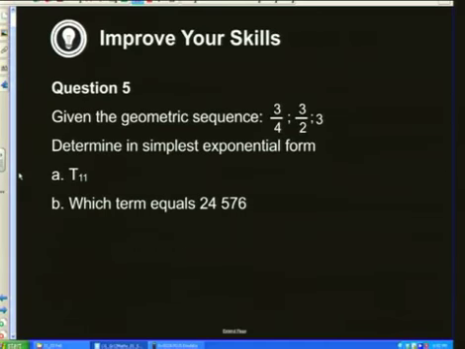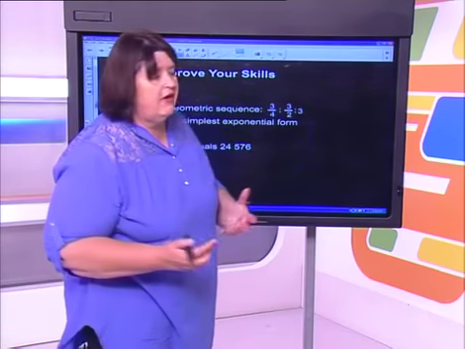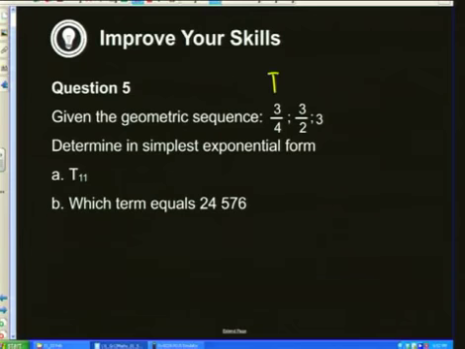And as you can see, this one is a geometric sequence. Is it nice? Yes, it is, because they've told me it is geometric. And so remember what I said, you always look for the important cues we find in the words. So if we look over here, this is geometric. That's term 1, term 2, term 3, and it's geometric. And they want you to determine in simplest exponential form, which is good news, which means I don't have to dig out the calculator. I can leave it as an exponent. Term 11, and which term equals 2, 4, 5, 7, 6.